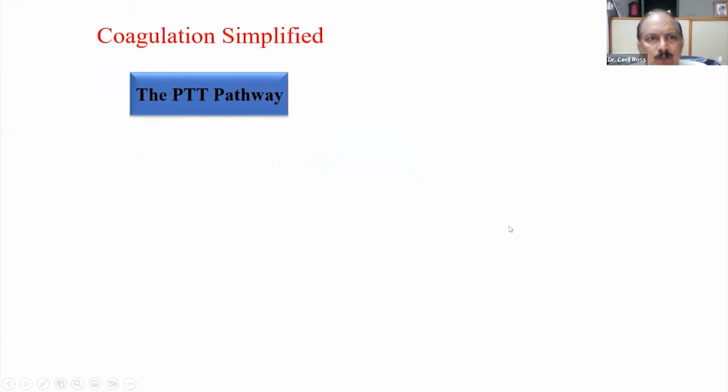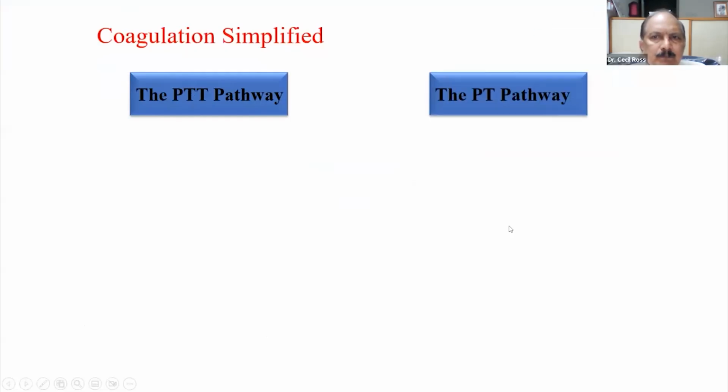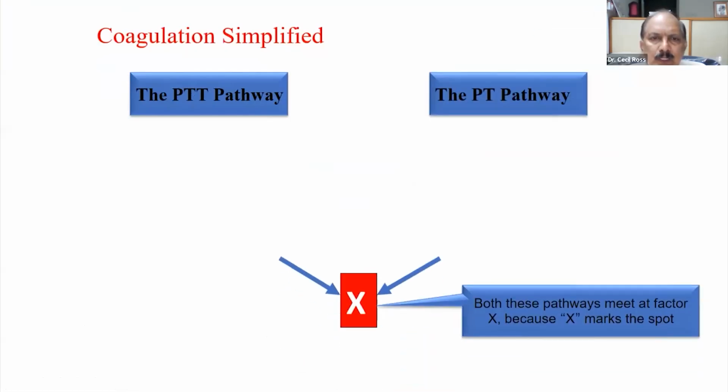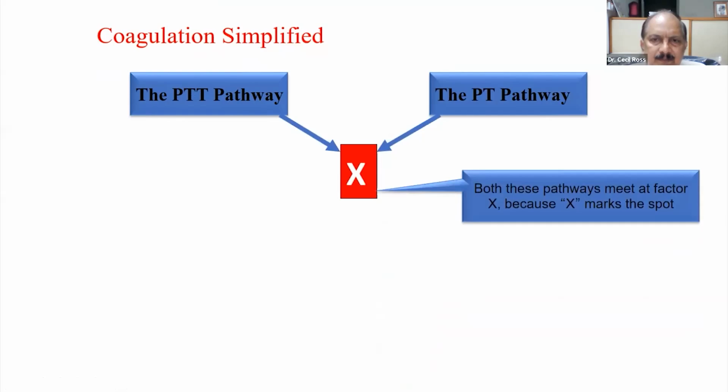It's easy to remember. So normally what happens, the PTT pathway and the PT pathway both converge on X, factor 10, like a cross. It is like a cross, so it marks the intersection of the two.